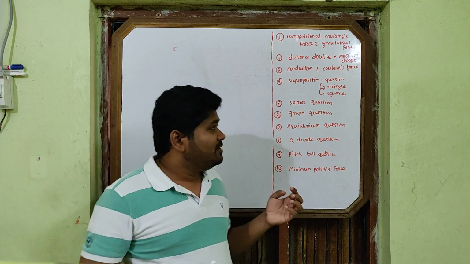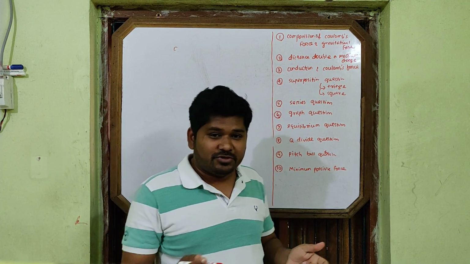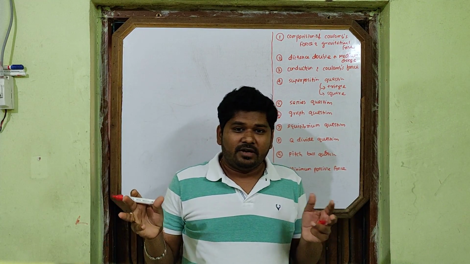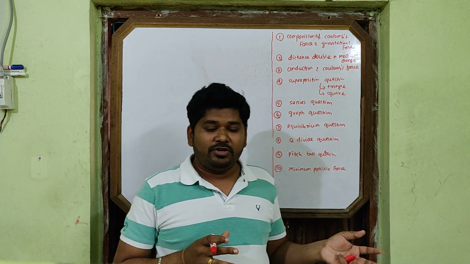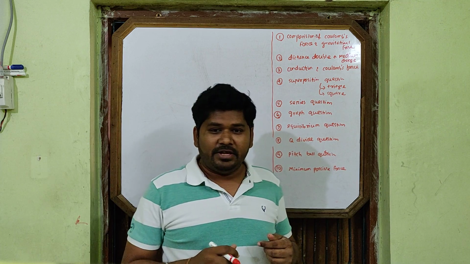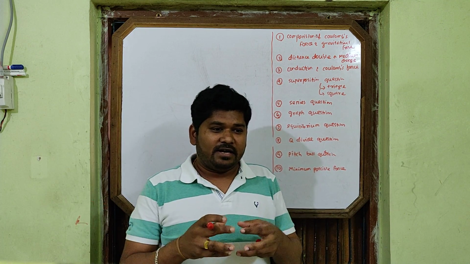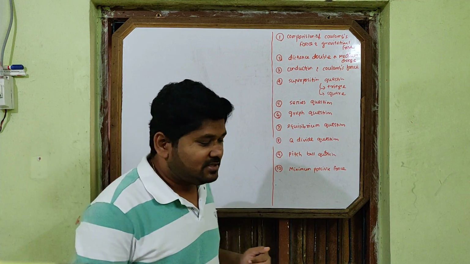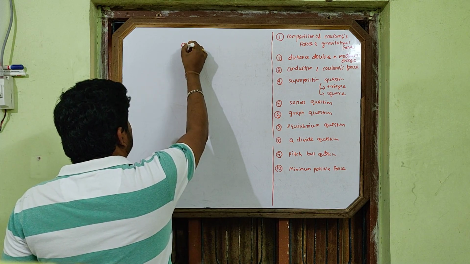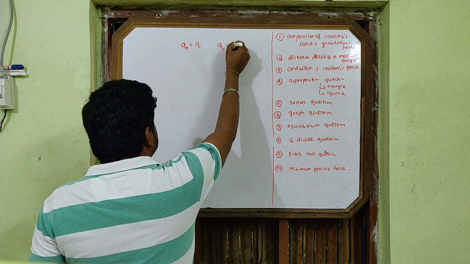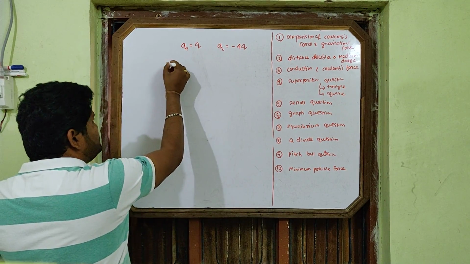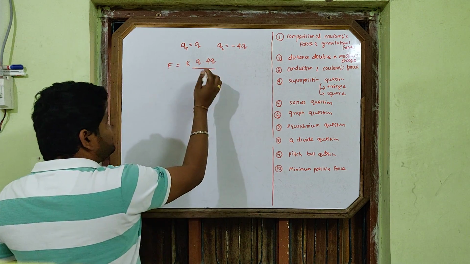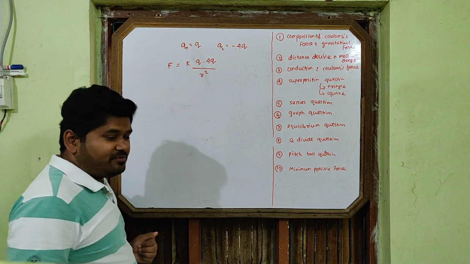A question can come like this from conduction. It can be a numerical type question or a concept type question. Two bodies have charges Q and minus 4Q. The force between them is F. When they come in contact and then get separated to the same distance, what is the new force? One body's charge is Q, another body's charge is minus 4Q. The force F is K Q 4Q by r square, taking only the magnitude of the charge. This is the force between them.